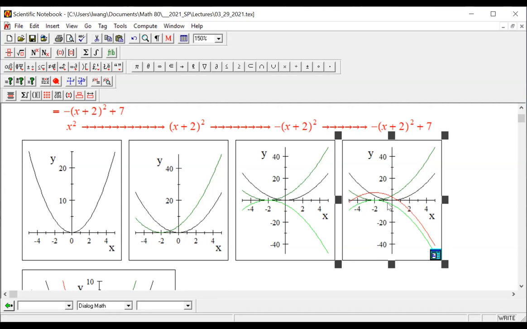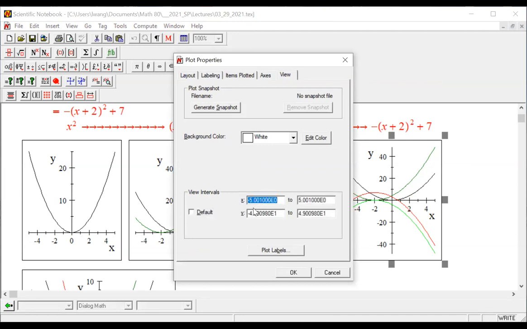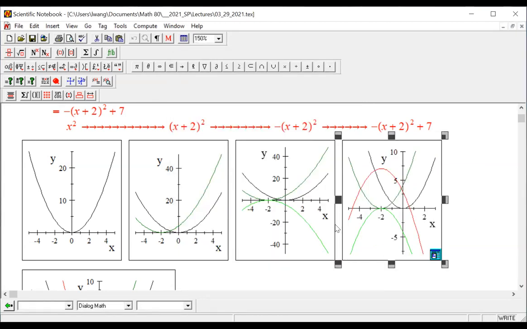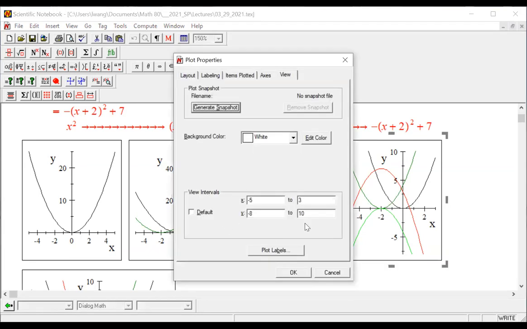Now I'm going to make some adjustments to the scales so you can see better. We're going to make it negative five, maybe this will be three, and maybe this is negative two. Is that better? I'm going to use the same scale: negative five, three, negative eight, 10.